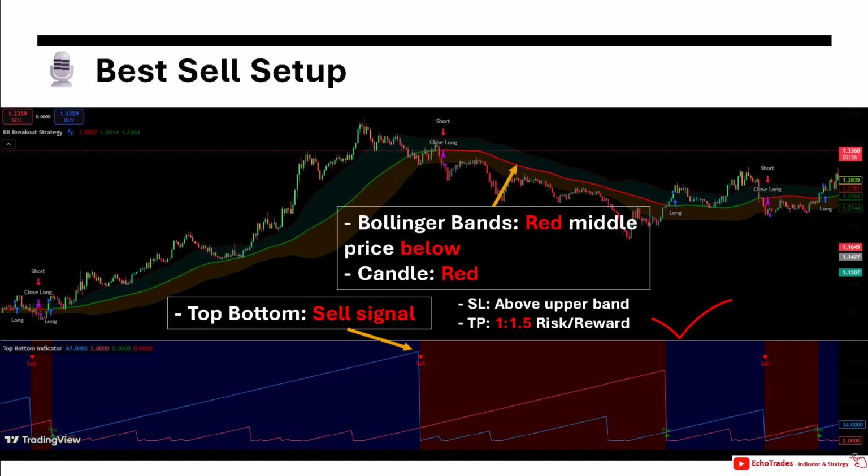Your stop loss will be placed just above the upper Bollinger Band, using that dynamic resistance as your protective ceiling. And again, consistently, you're targeting that same 1 to 1.5 risk-reward ratio. Yeah. That consistency in the risk-reward approach, applying it the same way for both buys and sells, is really a vital pillar for the long-term viability of the strategy.